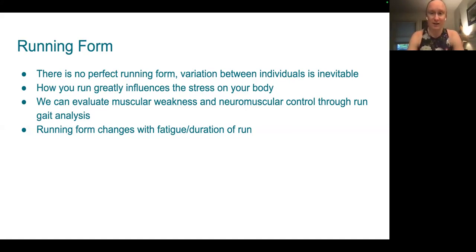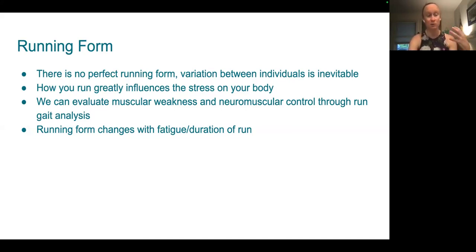And so transitioning from the T-Rex story, we can evaluate muscular weaknesses and neuromuscular control, or in other words, how we control our body, through gait analysis. And this is something I do in the clinic all the time, whether we're trying to optimize someone's efficiency and help them get faster, or we're trying to figure out why they got injured in their last training cycle, for example, or why they had this one issue pop up at mile 16 of the marathon, because our running form is going to change with fatigue and with duration of a run.